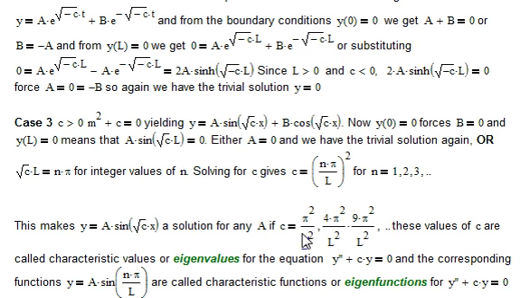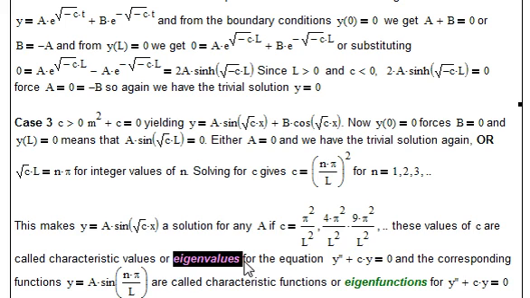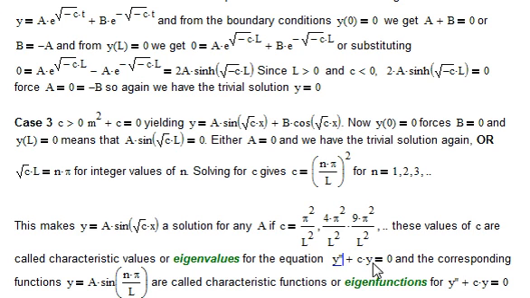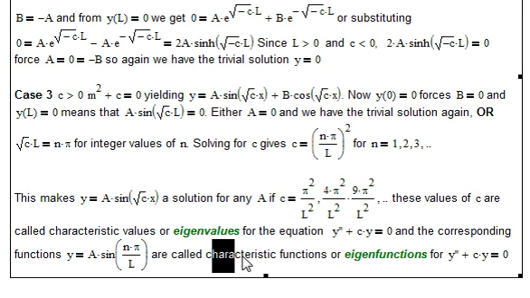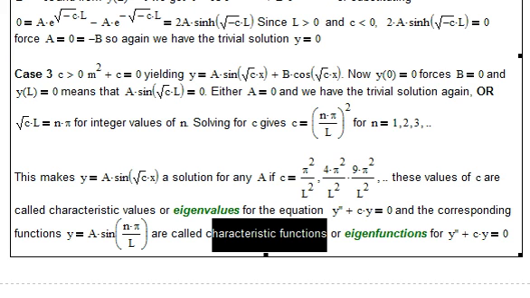And these values, π²/l², 4π²/l², etc., are called characteristic values or eigenvalues for the equation y'' + c y = 0. And the corresponding functions, see, once we know what c is, then the corresponding functions, y = a sin(nπx/l), are called characteristic functions or eigenfunctions for y'' + c y = 0.